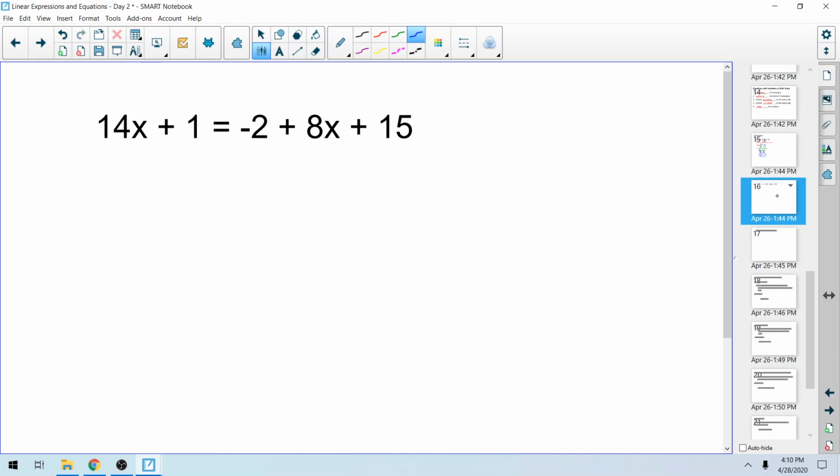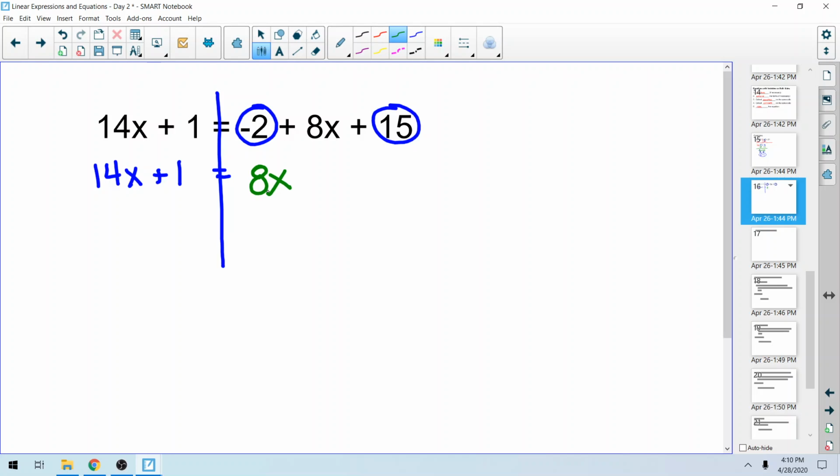Next example, distribute if necessary. I don't see anything to distribute. Then we're going to combine like terms. So if I look on the left, I don't see anything to combine. So I'm just going to keep my 14x plus 1. On the right, I notice that I have a negative 2 and I have a 15. So I'm just going to take my 8x, I'm going to pull it out front, and then I'm going to take my negative 2 and my 15, which a negative 2 plus 15 is a positive 13, and I'm going to combine those.